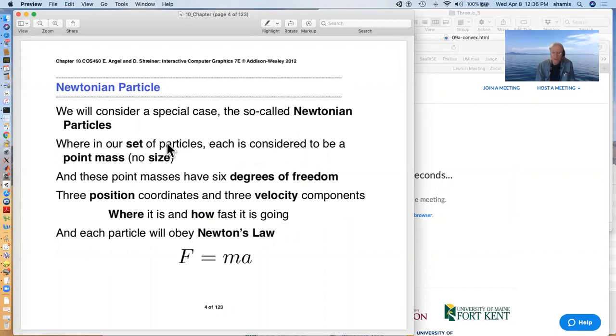And by a Newtonian particle, it's going to obey Newton's law, F equals ma. Those of you who took physics have probably seen that. Our particles are considered to be a point mass, so they have no size. We can build bigger objects out of collections of points, but for the time being, a particle consists of a point. It has a mass to appear in Newton's equation, the m there.